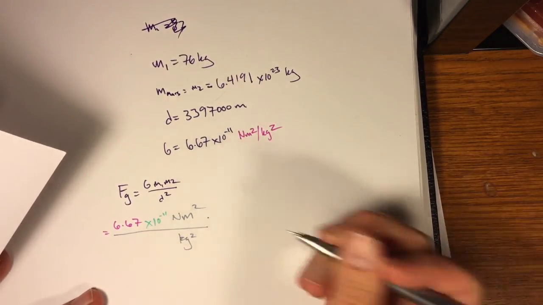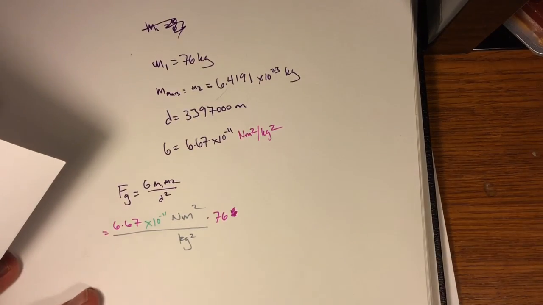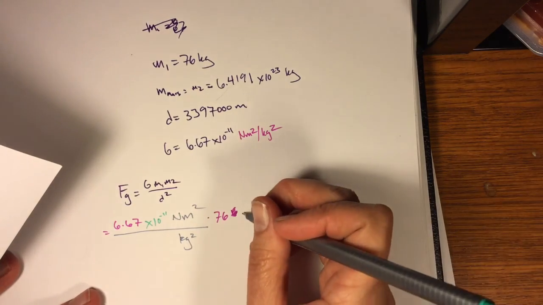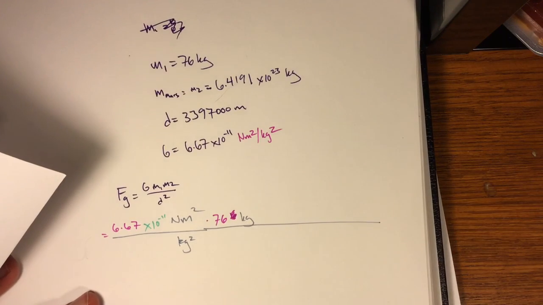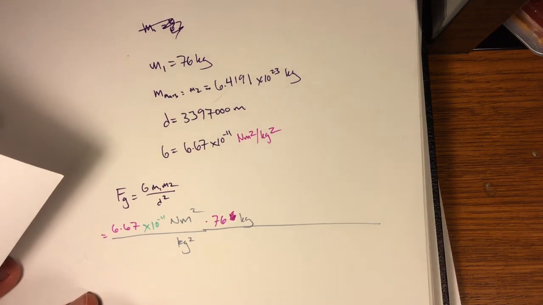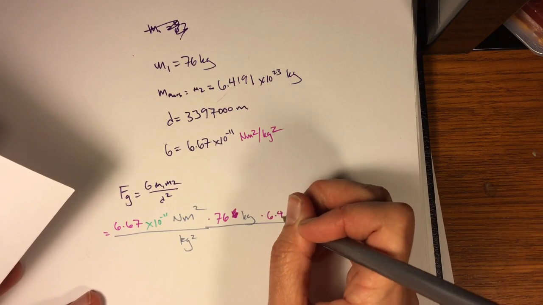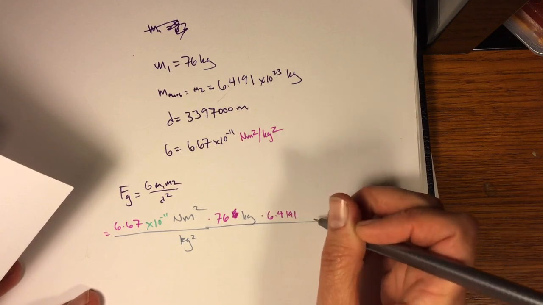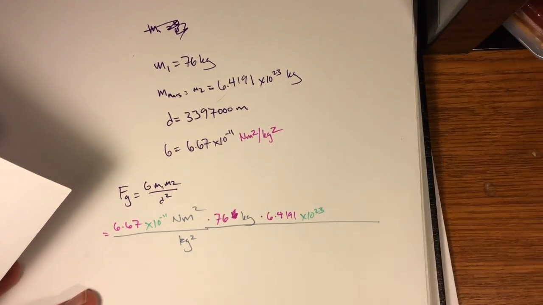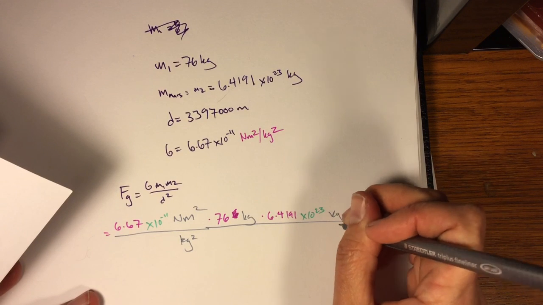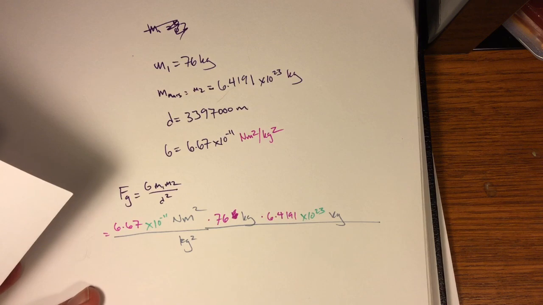Now remember, your first mass is that person's mass, whatever your mass is. Mine's 76 kilograms. Then times the mass of Mars, which we have as 6.4191 times 10 to the 23rd kilograms. Awesome.